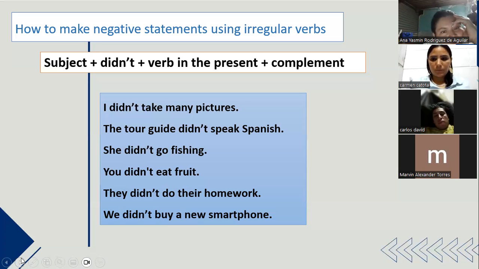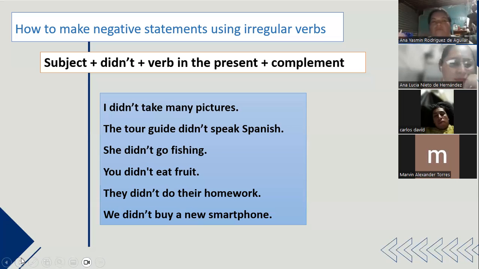And I have here this example for you. I didn't take many pictures. The tour guide didn't speak Spanish. She didn't go fishing. She didn't eat fruit. They didn't do their homework. We didn't buy a new smartphone. So negative sentences: subject, didn't, the verb in the present, plus complement. Okay, ya no lo vayamos a poner en pasado cuando es una oración negativa, porque el pasado va en el auxiliar, okay? Don't forget about this.